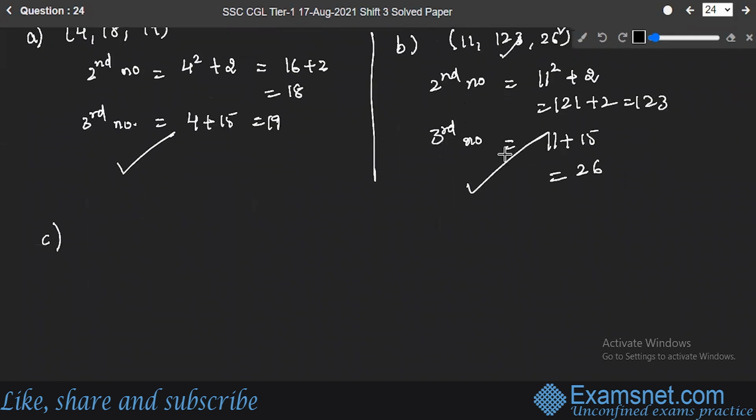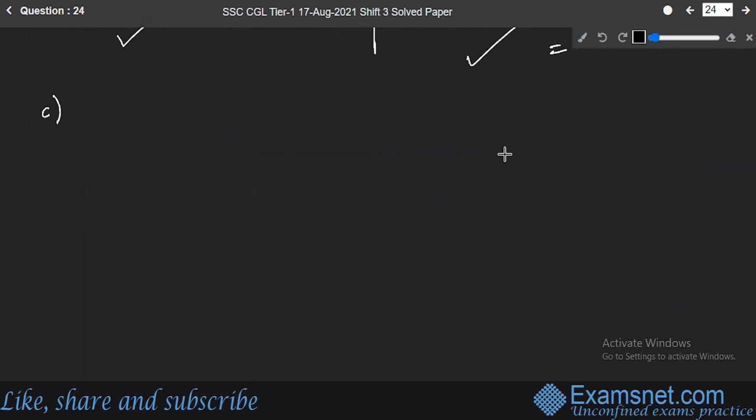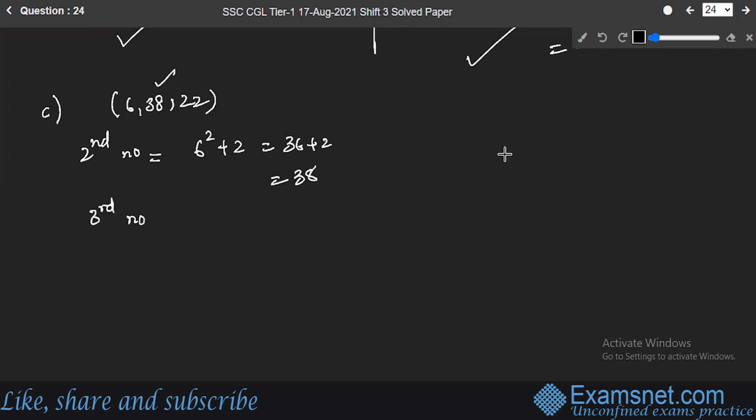It is 6, 38 and 22. So here the second number should be the square of the first one plus 2, that is 36 plus 2, which is correct. It's 38. Third number should be equal to first number plus 15, which is equal to 21. But here you have 22. So this is not correct.